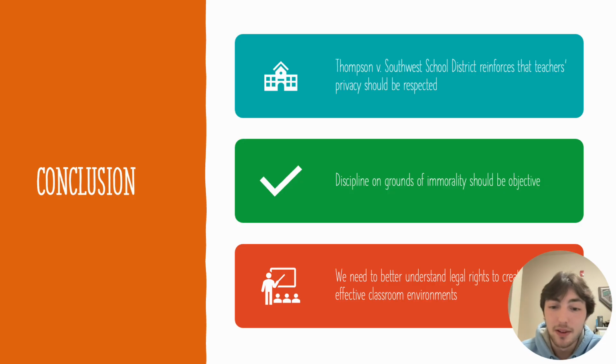And then on top of that, discipline on grounds of immorality should be objective. Again, as I'm saying over and over again, it should just be clear, and there should be no moral judgment involved. And then lastly, we just overall need to better understand legal rights, as this would go a long way in creating a better classroom environment, right? If everyone clearly understands what they need to do, then policymakers will be able to create those fair policies that just make everything clear, everything easier, and overall a better classroom environment.